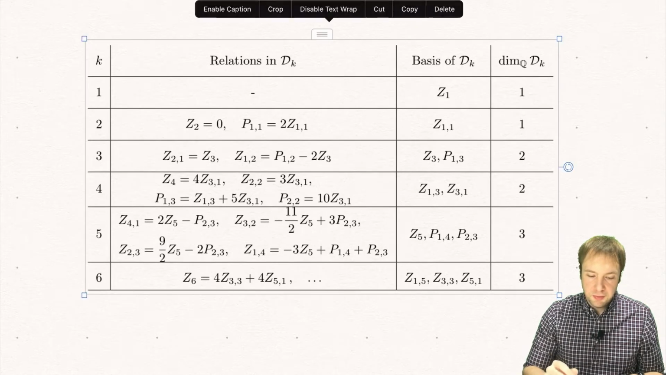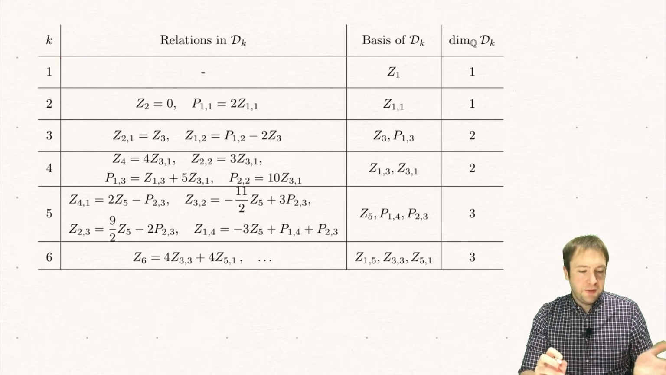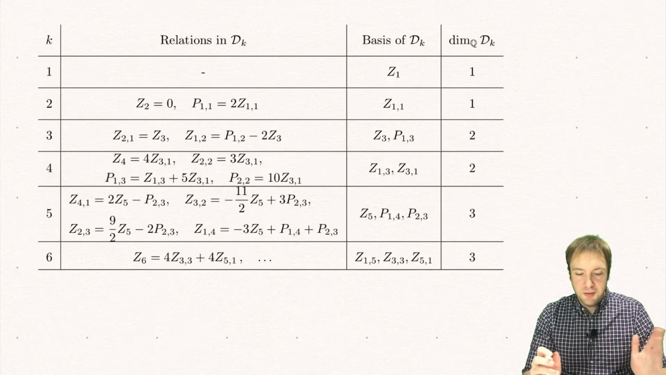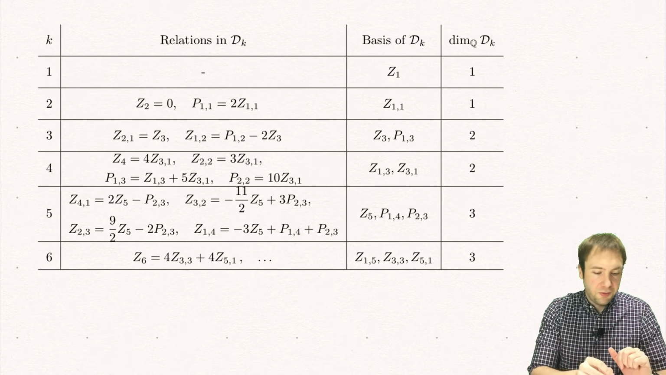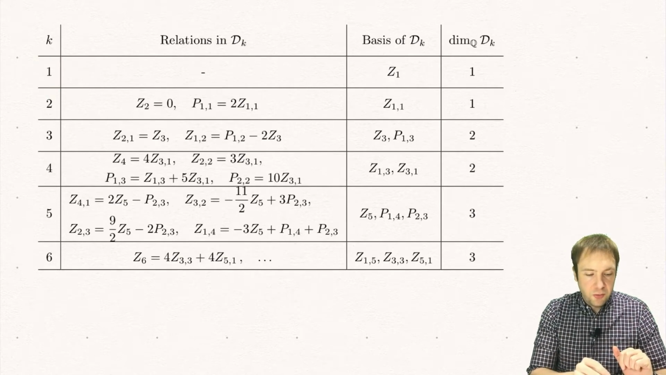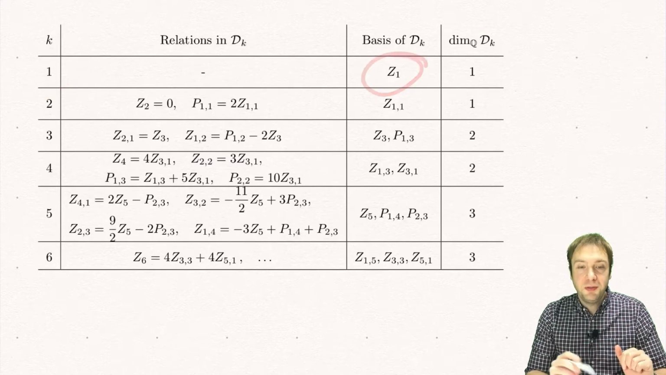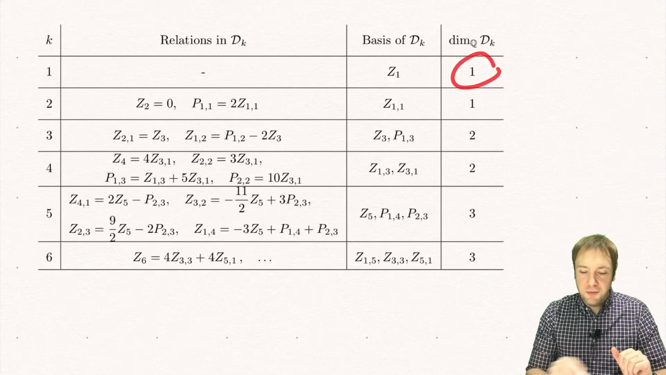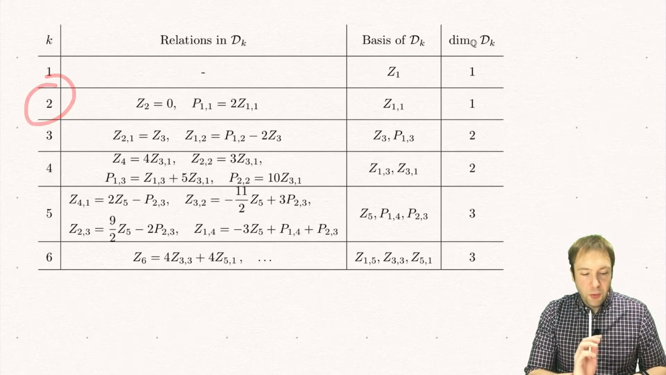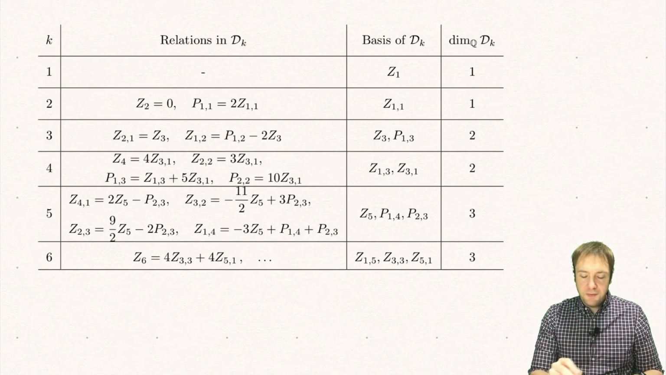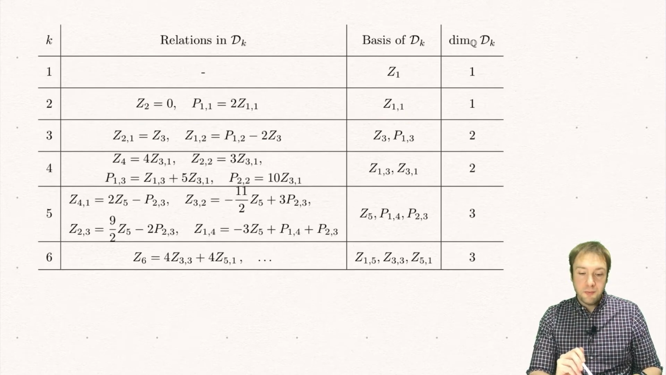So here it's a small table. In weight 1, there's no symbol pk1, k2 and zk1, k2, because I cannot add two numbers greater or equal to 1 which add up to 1. So in weight 1, this space is just spanned by this one symbol, and there are no relations, and therefore the dimension is 1. And now the important point here, in weight 2, we have P11, Z2 and Z11.